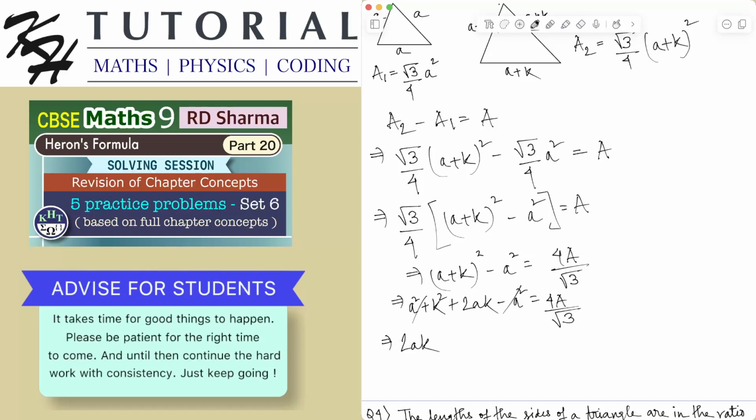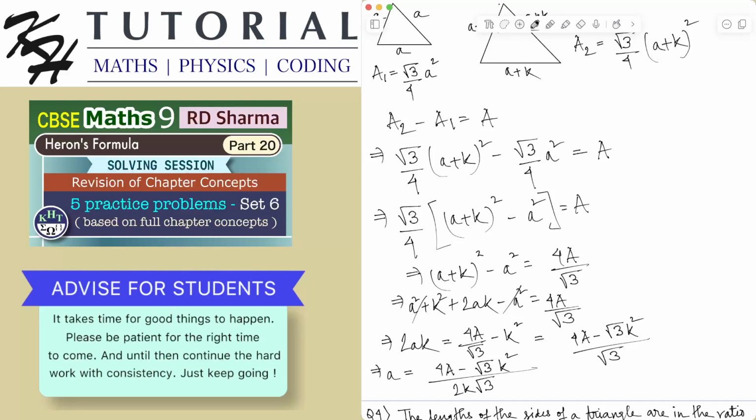I have to find a. So twice ak is equal to 4a by square root of 3 minus k square, which is equal to 4a minus square root of 3 k square by square root of 3. So this implies a is equal to 4a minus square root of 3 k square divided by 2k into square root of 3. So this is the length of side of the original equilateral triangle.